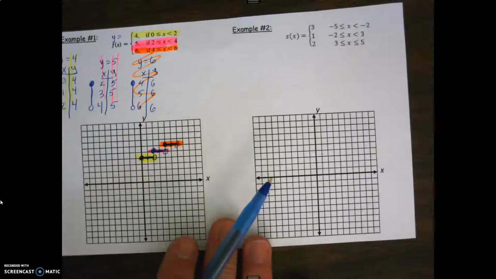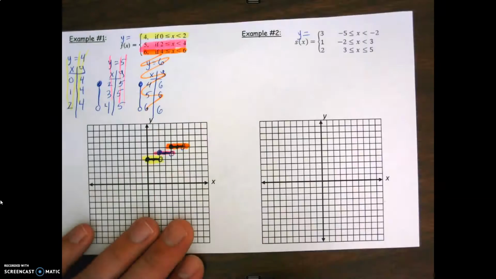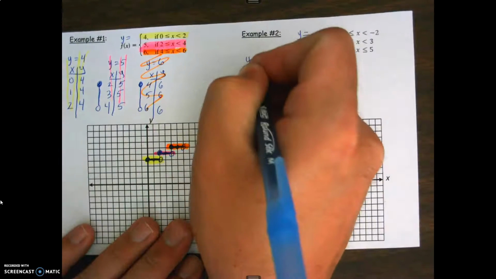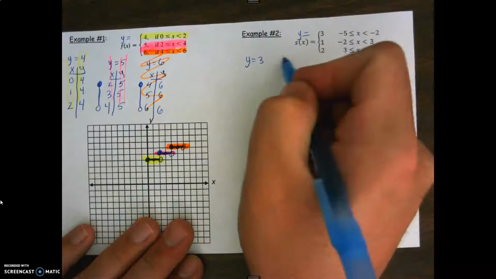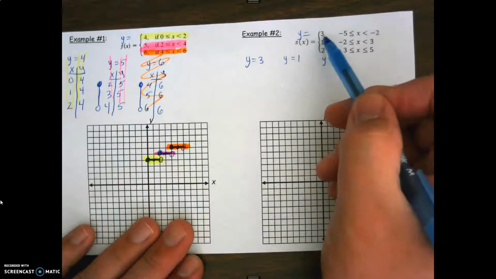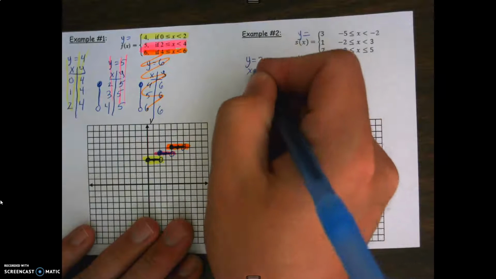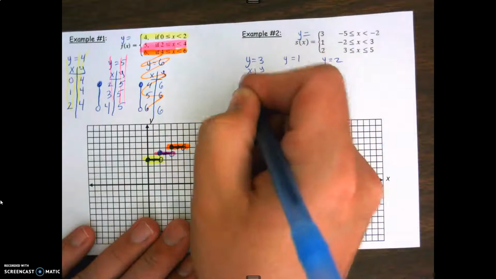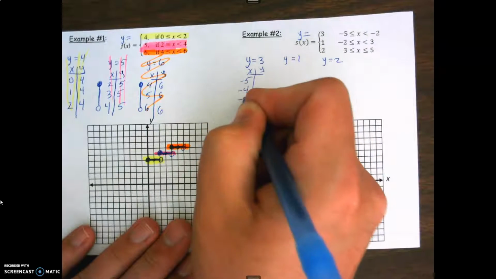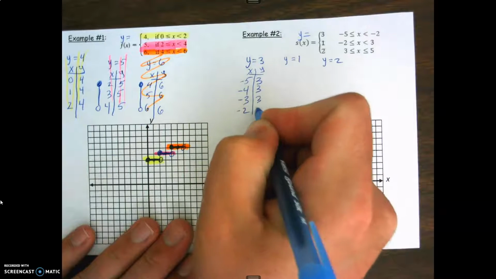Let's look at example 2. Example 2 has s of x, which we know is the same thing as y equals. So we have y equals 3, we have y equals 1, and we have y equals 2. Those are the 3 functions. And we're going to take those equations and use the intervals that were given. So for y equals 3, we're going to go from -5 to -2. So -5, -4, -3, -2. And our corresponding y's will all be 3.